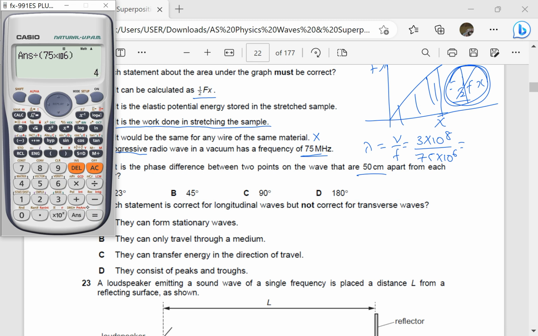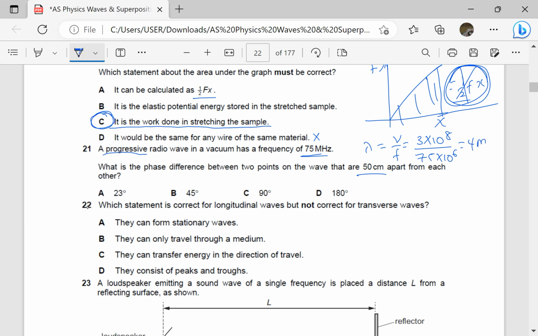So the wavelength is going to be 4. The wavelength is 4 meters. Then, what is the phase difference between 2 points on the wave that are in phase 50 centimeters apart? So 4 meters is the same as 400 centimeters.